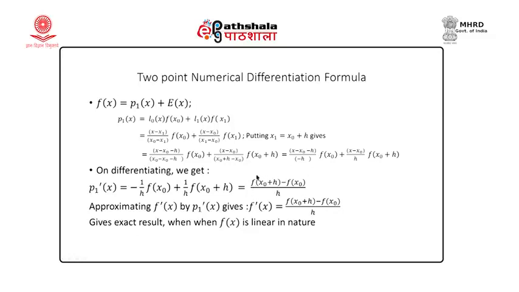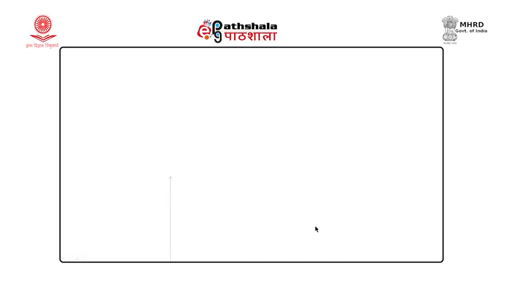This is what we intuitively guessed earlier. So, approximating f'(x) by p1'(x) gives f'(x) is (f(x0 plus h) minus f(x0)) by h, and if the function is linear in nature, this will give us an exact result.